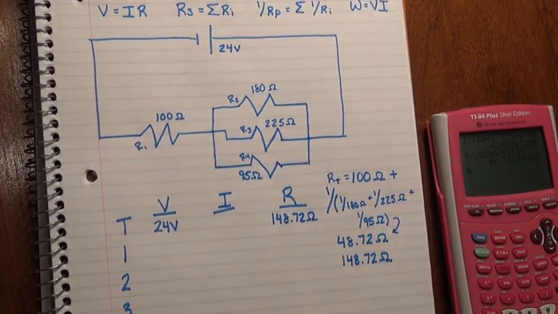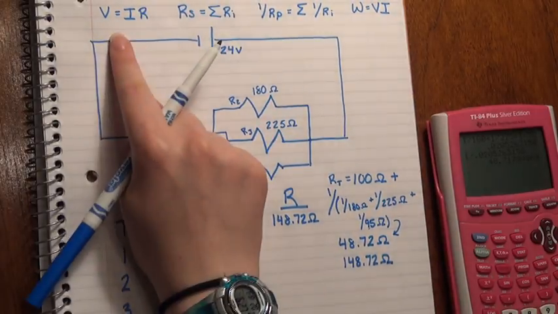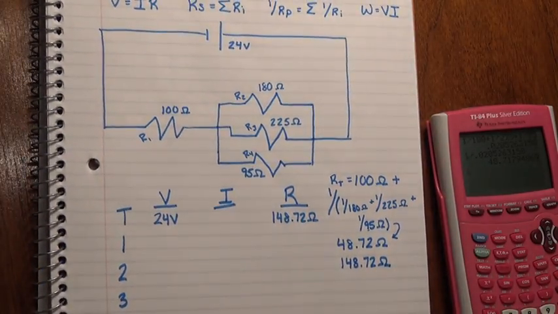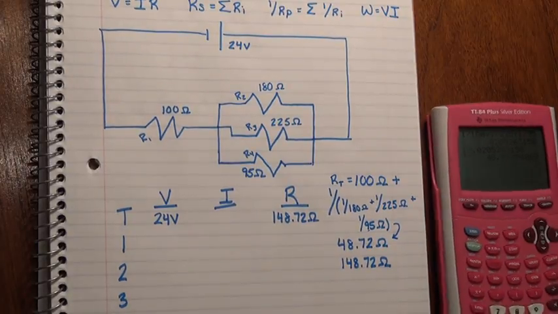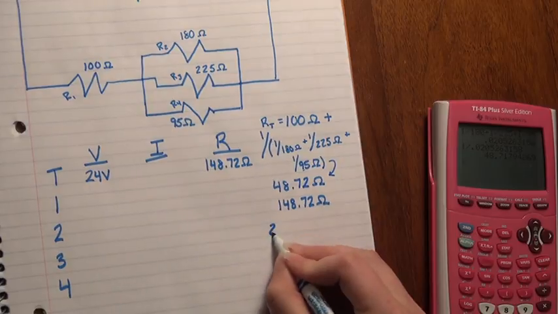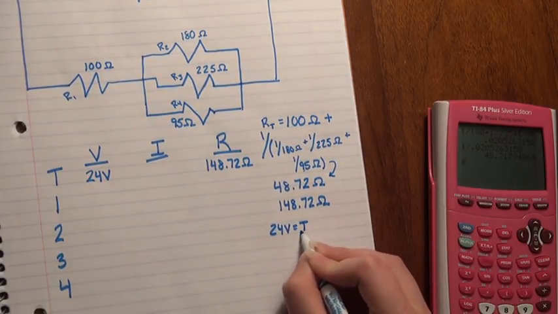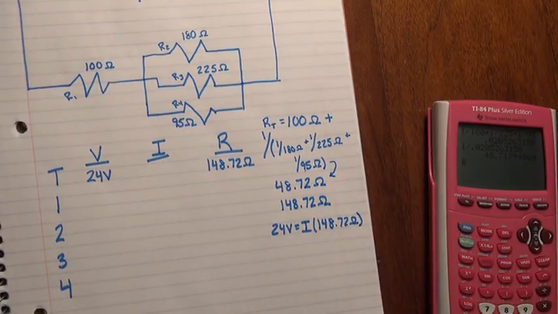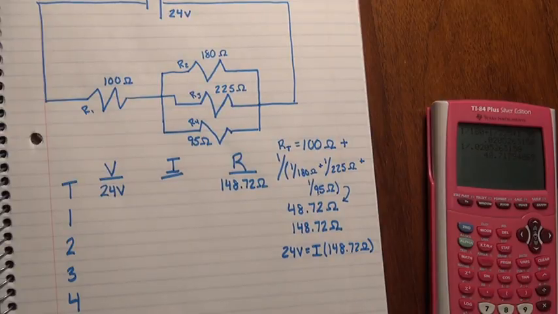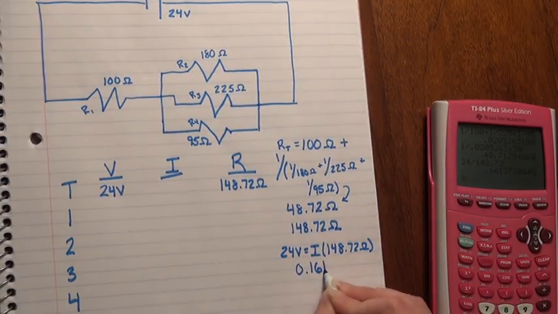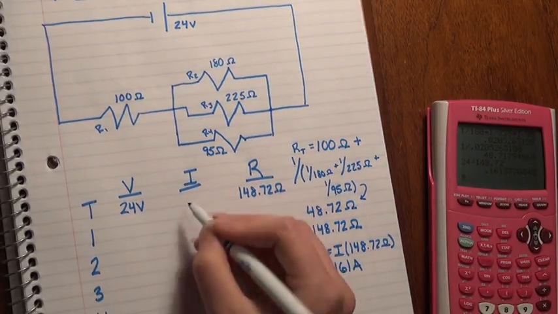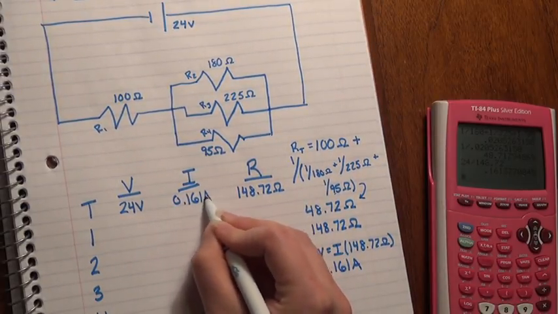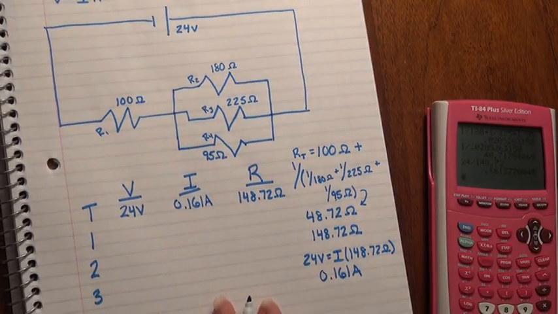Okay, now we can use Ohm's law, V equals IR, up here, in order to solve for the total current of the circuit. And so what we're going to do now is we have 24 volts, V, equals I times 148.72 ohms. In order to solve for I, we then have 24 divided by 148.72, which gives us 0.161 amps, which we will then write over here, 0.161 amps as our total current in the circuit.